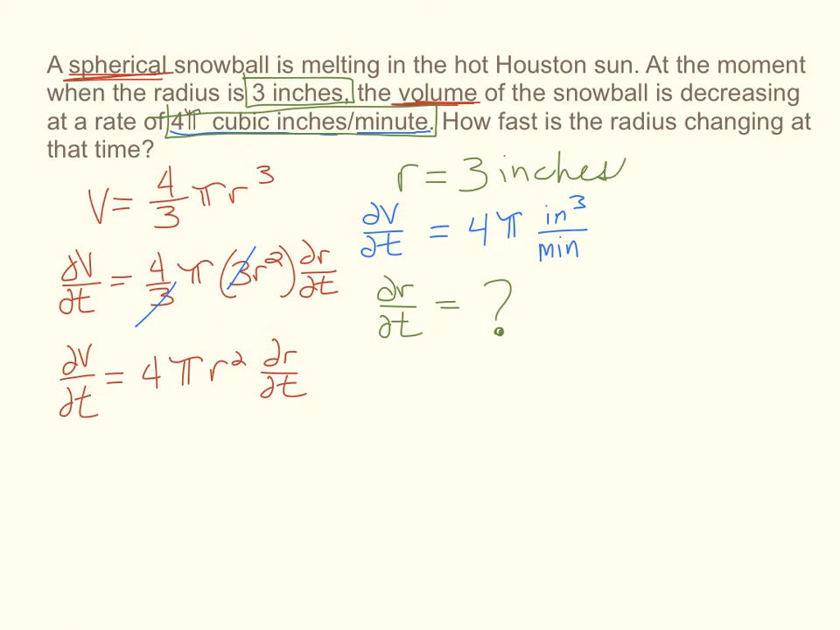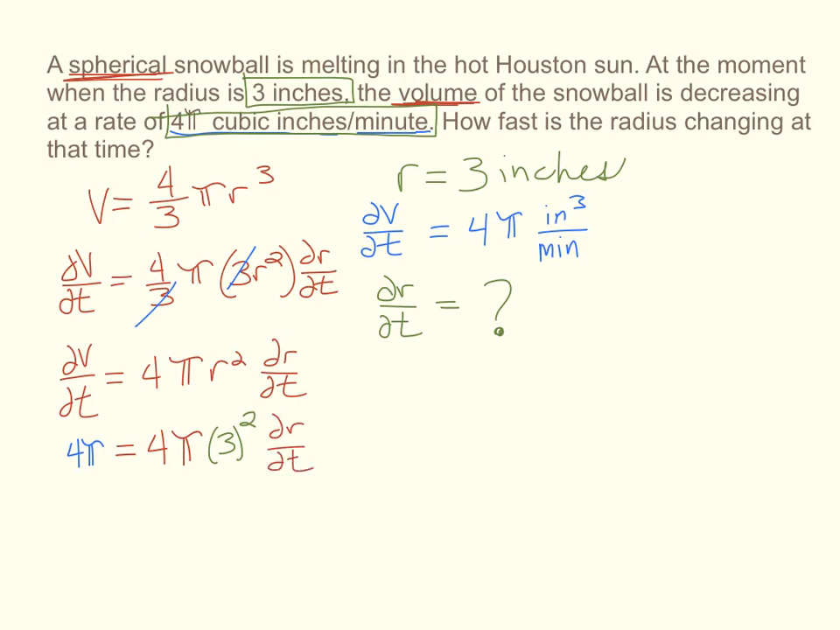Now we can use these values over here of the radius and how fast the volume is changing in our equation over here, so we can solve for dr dt. So I will substitute in 4 pi for the rate at which the volume is changing, and that will equal 4 pi, and r is equal to 3 inches, so I'm going to substitute 3 in here, dr dt.